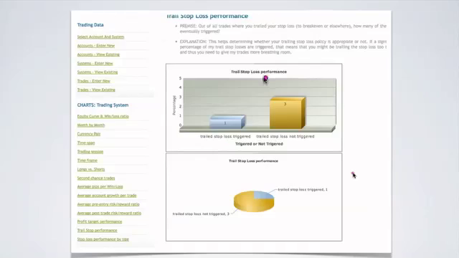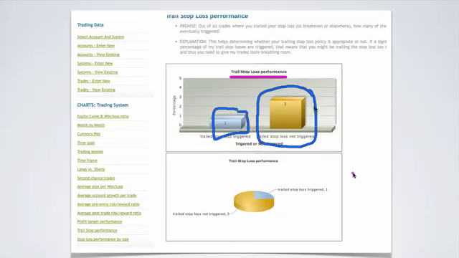For example, this chart tracks your trail stop loss performance, basically whether you score better results by trailing your stop loss to break even midway through the trade or not. Well, obviously we can see that you score better results by trailing your stop loss to break even. So that's something that you want to keep on doing.